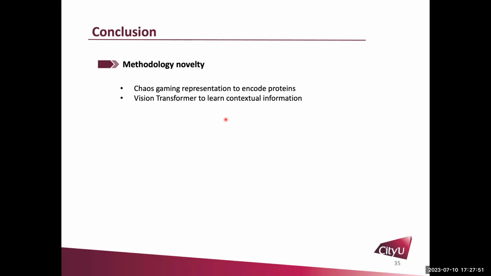To draw a conclusion, we employ the CGR to encode proteins into images and incorporate the vision transformer to learn the unique features from the protein images. Our experiments not only show PhaVIP has a good performance on different datasets, but also demonstrate the usage in downstream phage-related tasks.